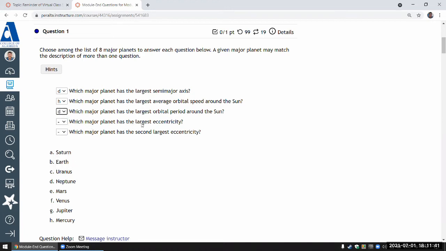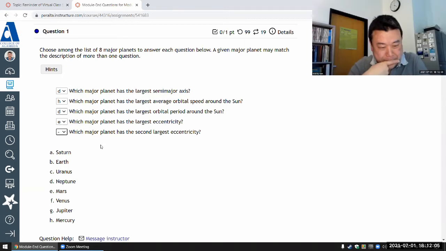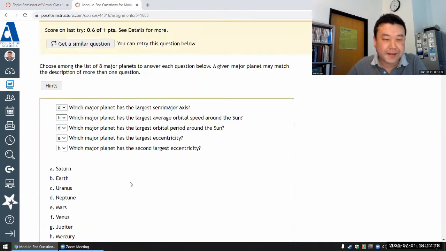Which major planet has the largest eccentricity? Oh, I think it's Mars. The orbital bodies with the larger eccentricity are dwarf planets like Pluto and Eris. Second, okay, this one I don't know for a fact. I would probably have to look it up in the table to answer correctly for sure. If I had to guess, I'm going to guess Mercury. I could be wrong, but let me guess Mercury. It's definitely not Earth. I'm pretty sure about that.